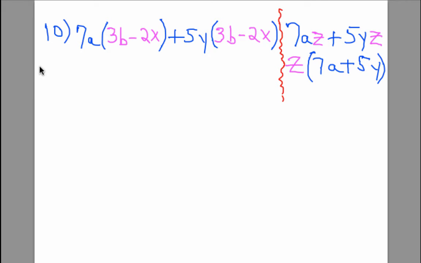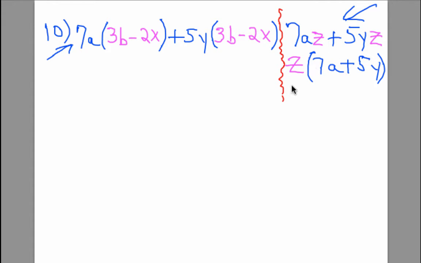Now, in case you did not understand how we went from this line over here to the final answer, take a look right here. I've substituted the magenta 3b minus 2x here and here with z. Now, if I ask you to factor this problem over here with the z's, you would say, oh, okay, z is common, so I'll bring it to the front, and I'll be left with 7a plus 5y. And when I distribute, I see I get what I started with.